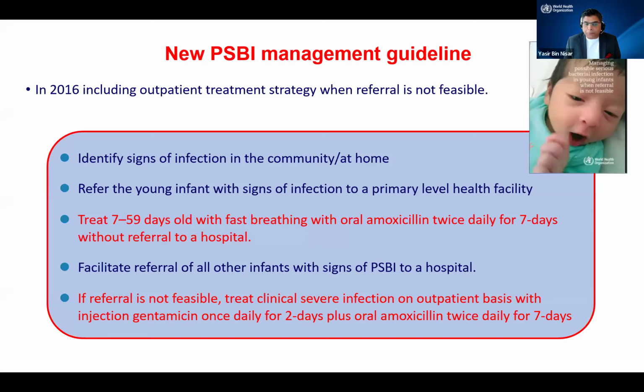Second, the important thing is to facilitate referral. We know that those children with signs of PSBI, they need hospitalization. So let's facilitate the referral. But if referral is not feasible, we actually provided a recommendation that these young infants can be treated with 2 days of gentamicin once daily plus 7 days of oral amoxicillin while staying at home and visiting the facility only to get gentamicin on day 1 and 2, and then continue with oral amoxicillin.